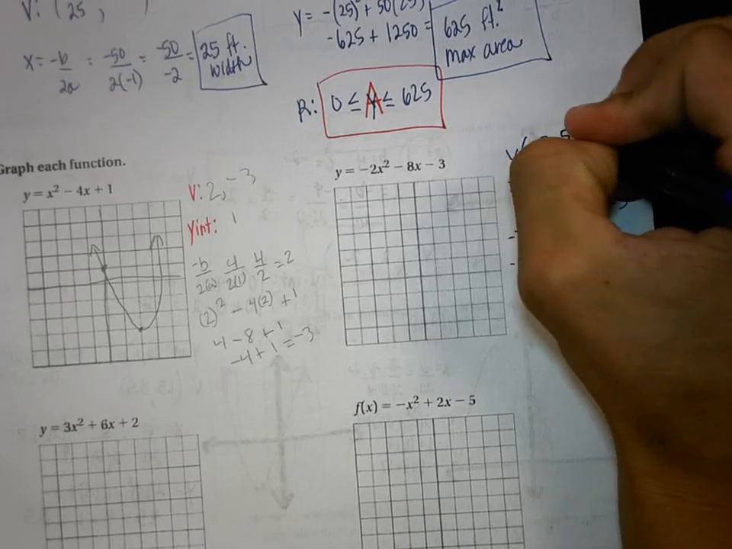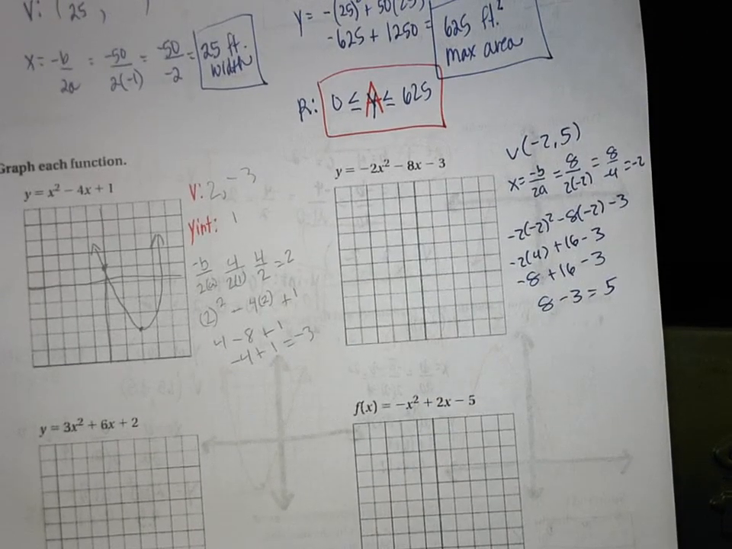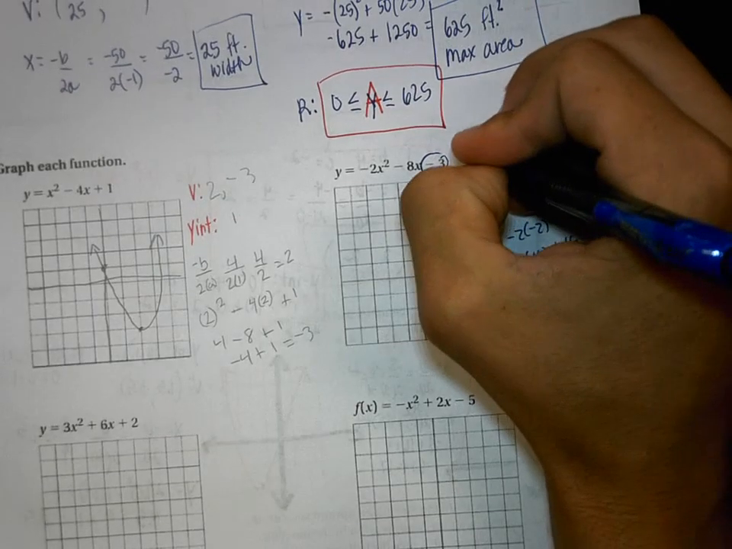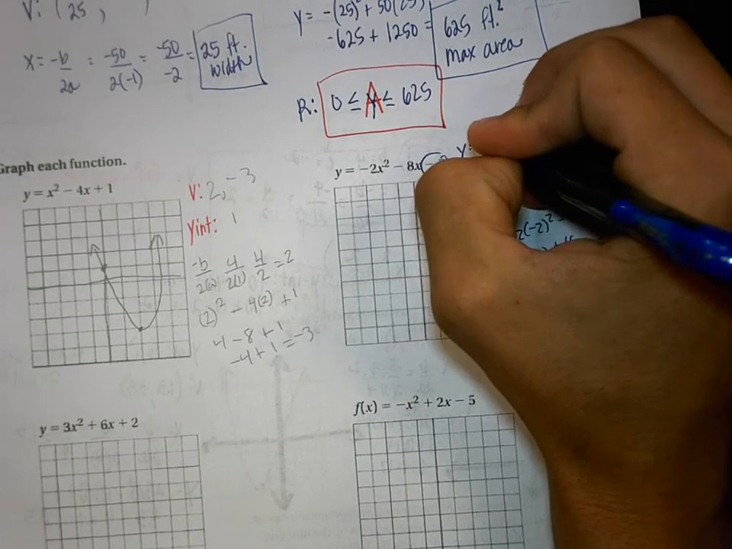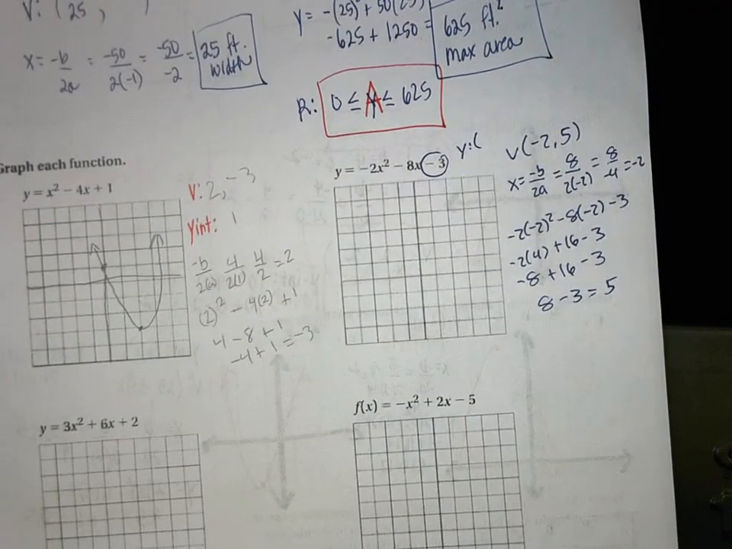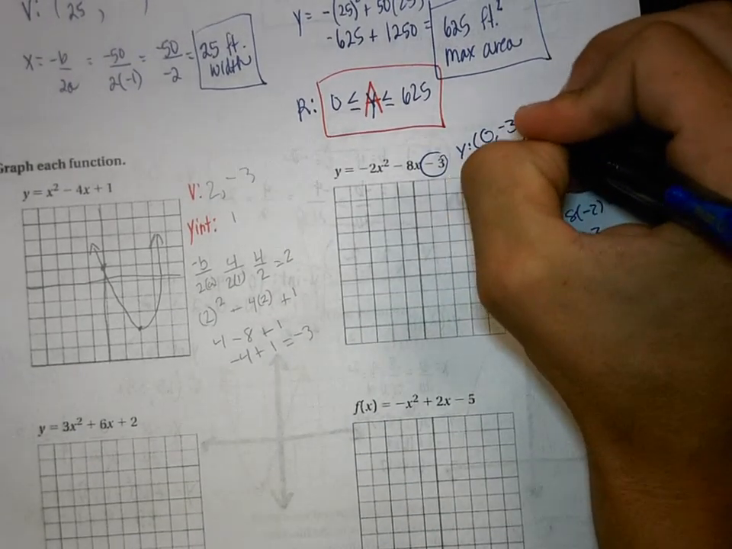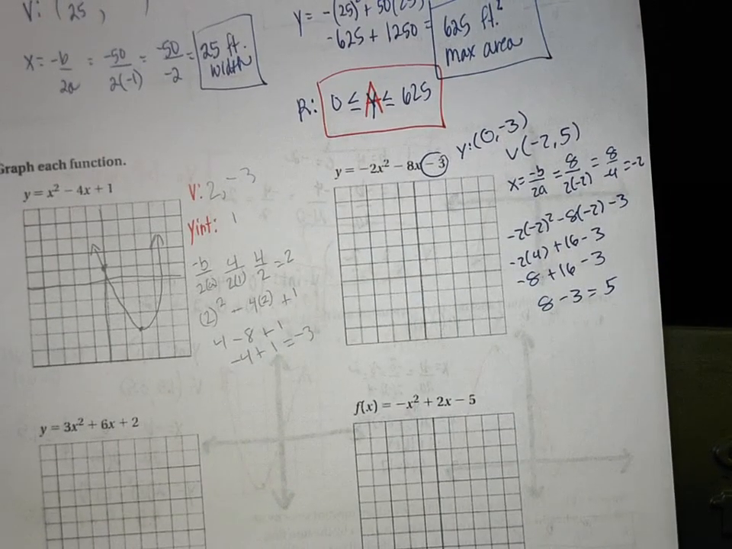And then we want one more point. And so an easy point to get is our y-intercept. We find that by plugging in 0 for x. And he found the y-intercept is at 0, negative 3. So now he's just going to make his x and y axis and plot his 2 points.